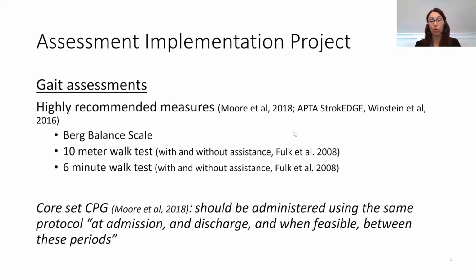And as noted in the core set clinical practice guidelines, these measures should be administered using the same protocol at admission and discharge, and when feasible, between these periods. So our recommendations were to administer these measures within 72 hours of admission, weekly, and within 72 hours of discharge. In addition to that, we did an annual standardization with a goal to get at least 90% reliability, and whenever items were not as reliable as they should be, we worked with the clinicians to improve this. But this was its own implementation project that we had to go through.